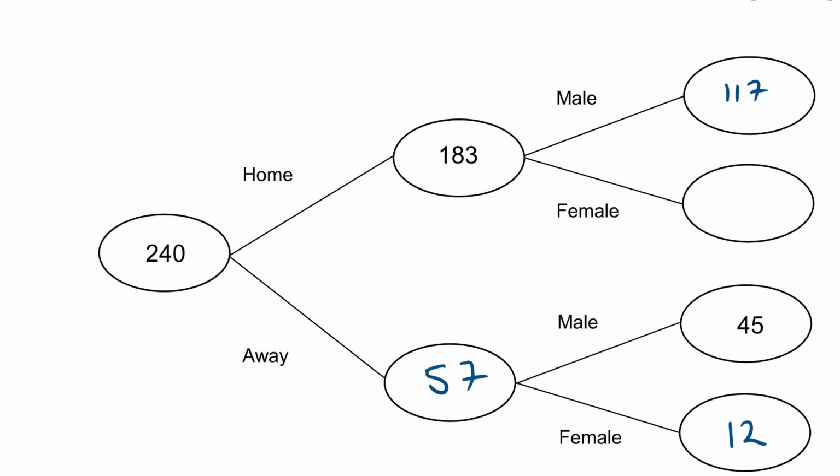Okay, now I know that I've got 183 home fans, of which 117 are male. So if I take 183 and I subtract 117, it leaves me with 66. So that means I've got 66 home female fans. That's it, my table's complete.